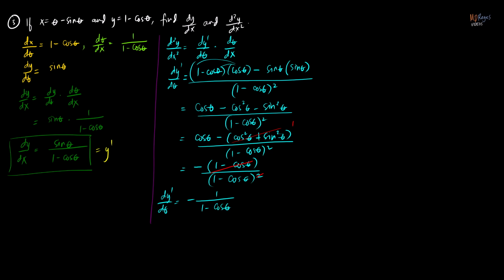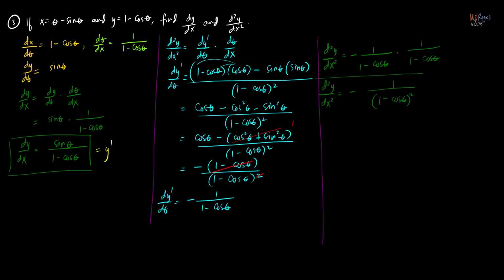So for the second derivative of y with respect to x, using the formula here, it's dy prime over d theta, which is equal to negative 1 over 1 minus cosine theta, times d theta over dx, which is equal to 1 over 1 minus cosine theta. Simplifying our answer, the second derivative of y with respect to x is equal to negative 1 over 1 minus cosine theta, quantity squared. This is the second derivative of y with respect to x.